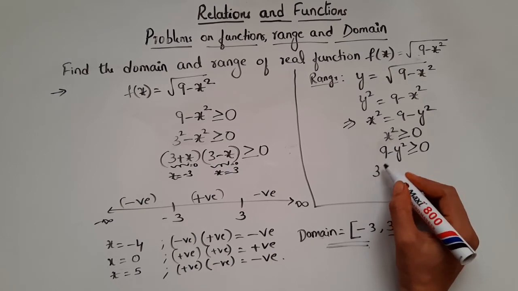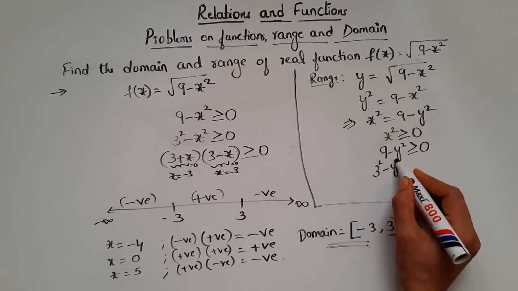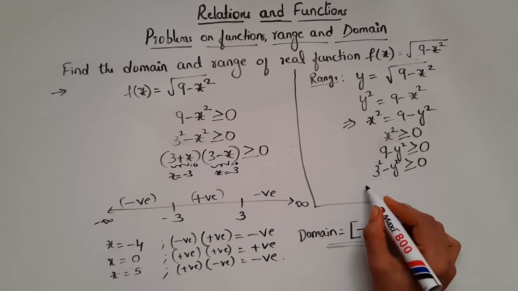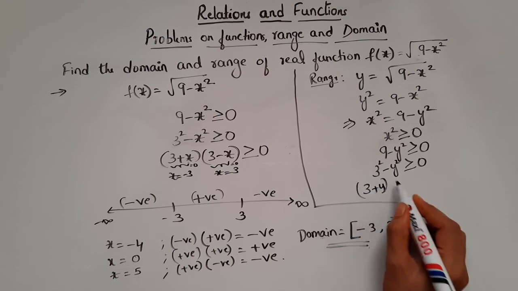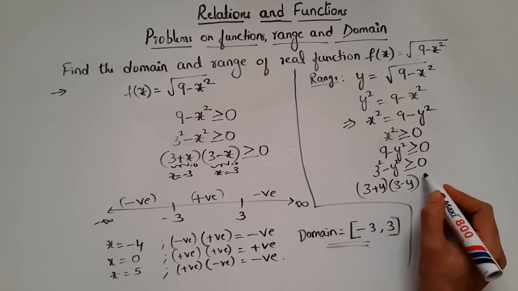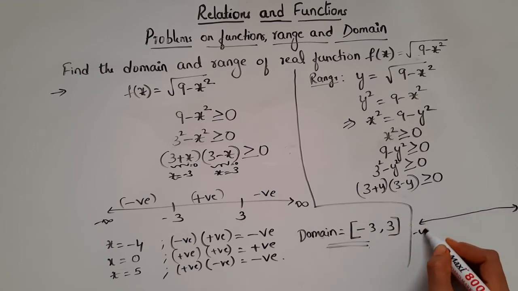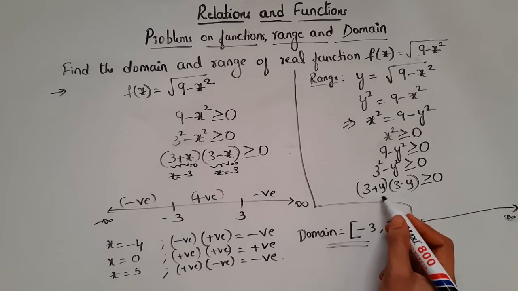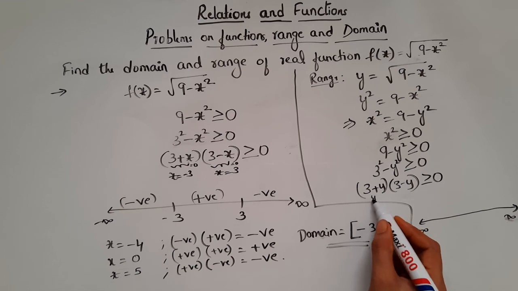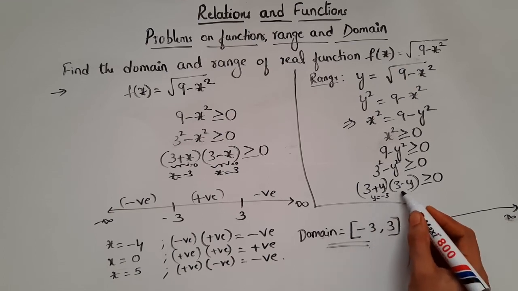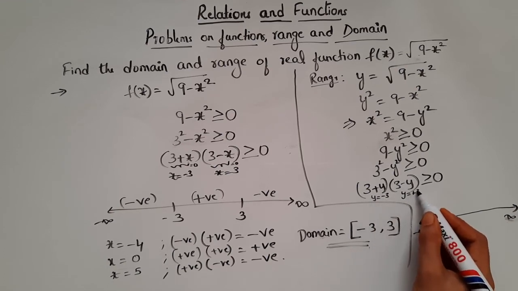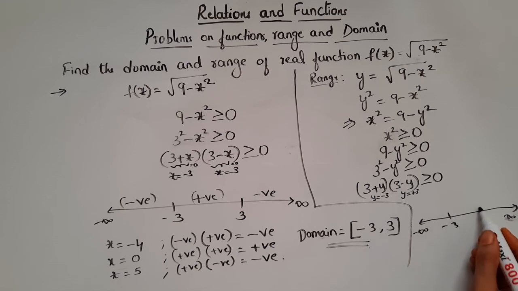3 square is 9, so this is of the form a square minus b square, which is 3 plus y and 3 minus y, greater than or equal to 0. Now again you will put it on the number line. For what value of y will this expression be 0? For y equal to minus 3 and y equal to plus 3. So your intervals will be minus infinity to minus 3, minus 3 to 3, and 3 till infinity, right?